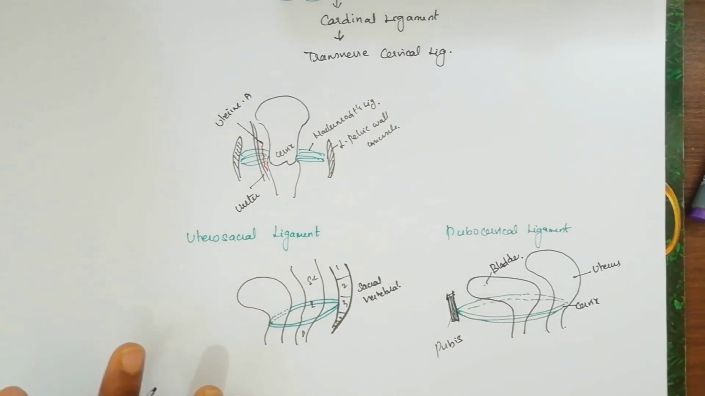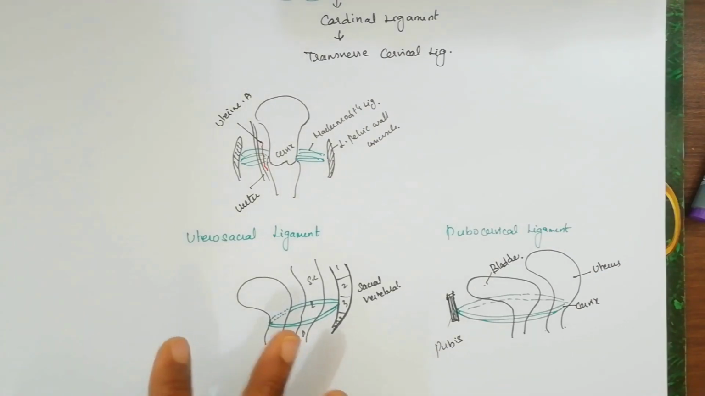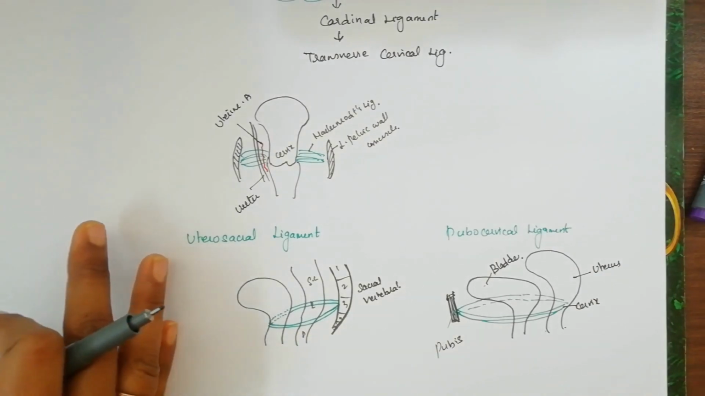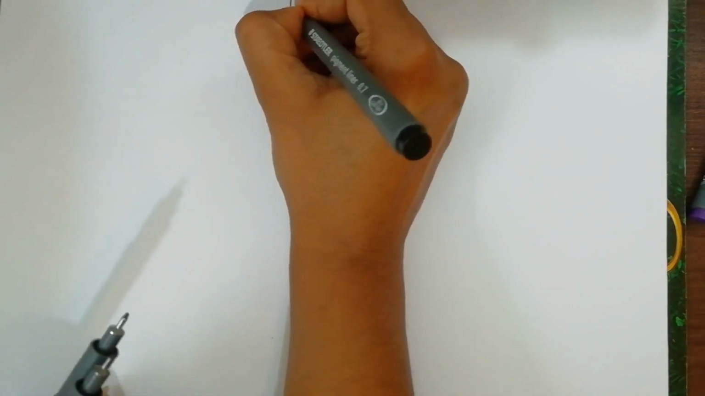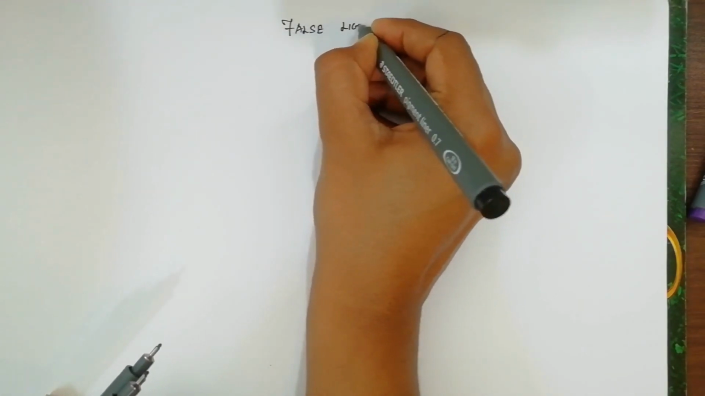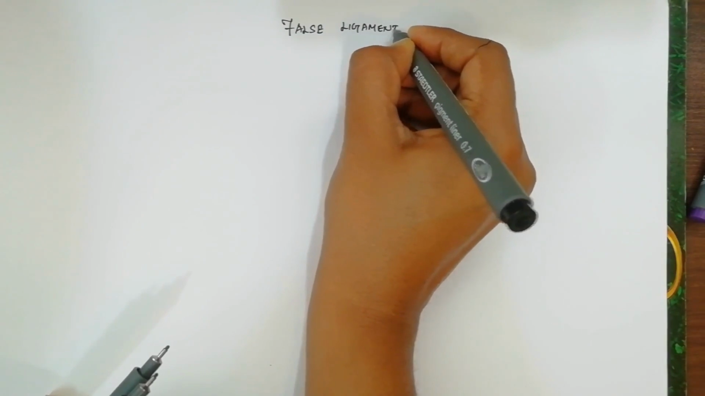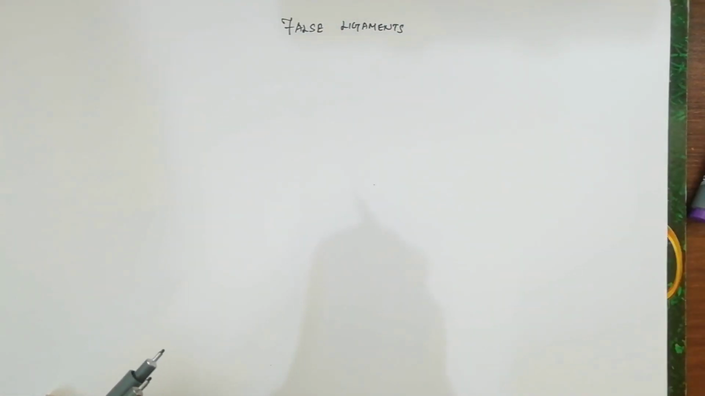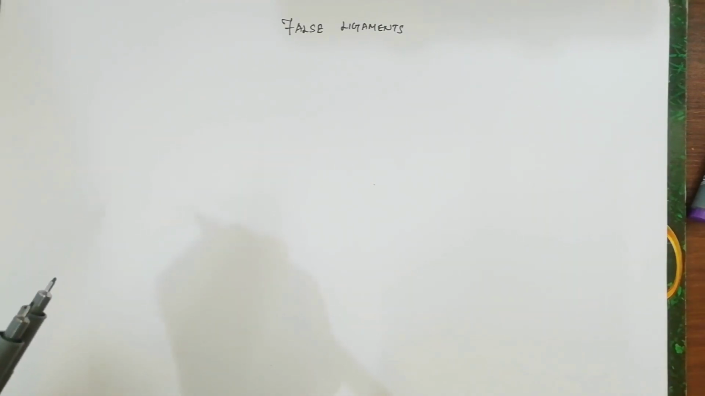So we have seen the collection of true ligaments: round ligament, Mackenrodt's ligament, uterosacral and pubocervical ligament, where all these ligaments are paired ligaments. Now we are going to deal with the false ligaments, which have both paired and unpaired parts. As I said, false ligaments are nothing but peritoneal folds. Only peritoneal folds we are calling false ligaments.